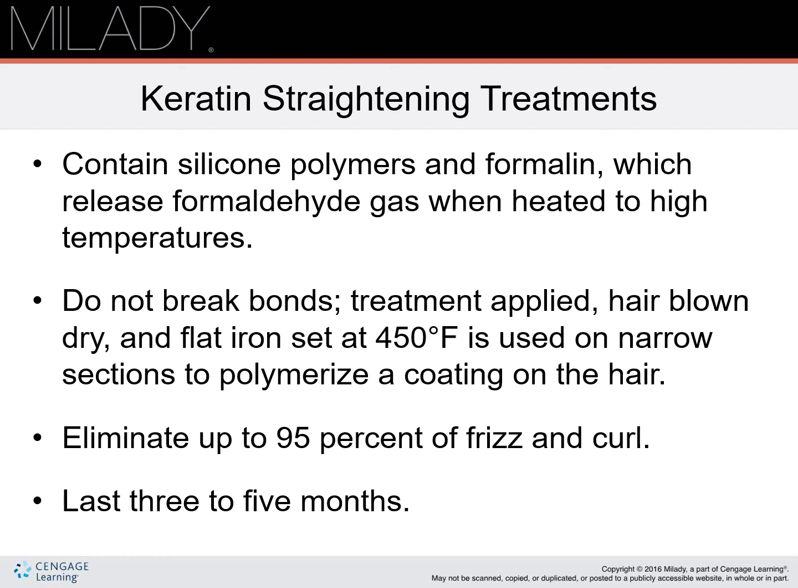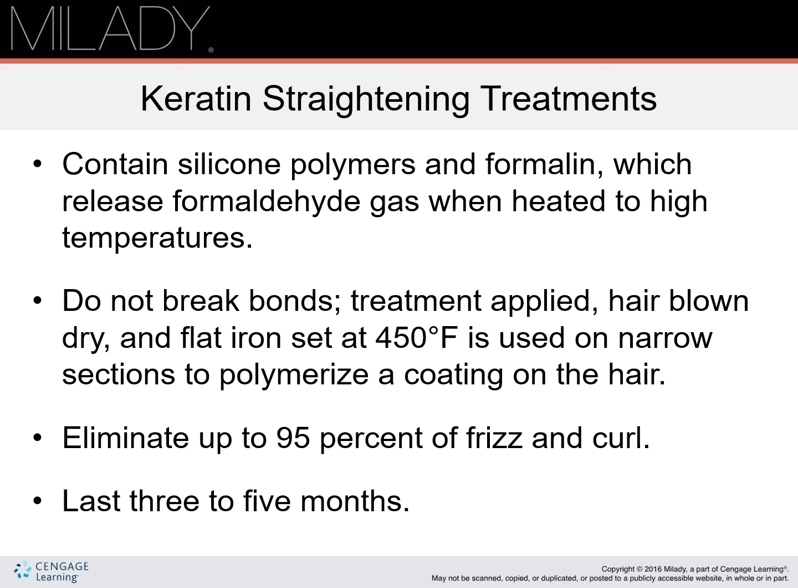A keratin-based straightening treatment is also called a Brazilian treatment. It contains silicone polymers and formalin or similar ingredients which release formaldehyde gas when heated to a very high temperature. Keratin straightening treatments work by fixing the keratin in place in a semi-permanent manner. They do not break the bonds. It does eliminate up to 95% of the frizz and curl, and it does last 3 to 5 months.